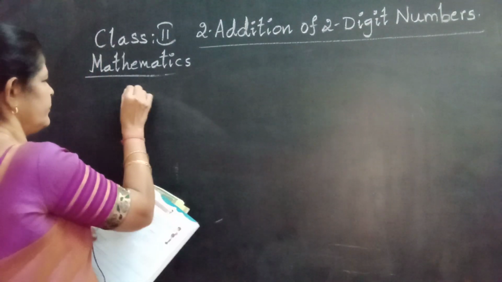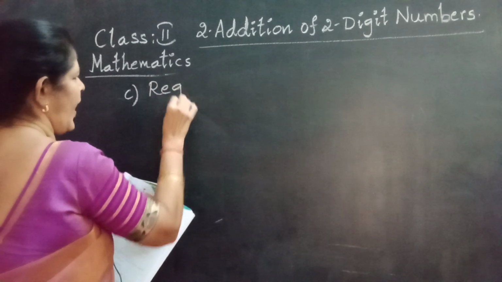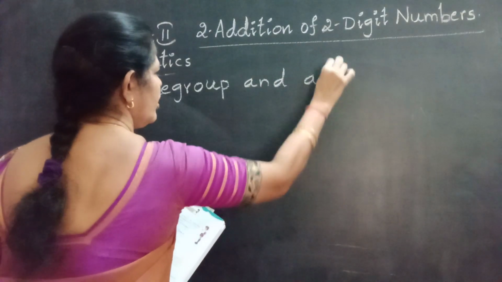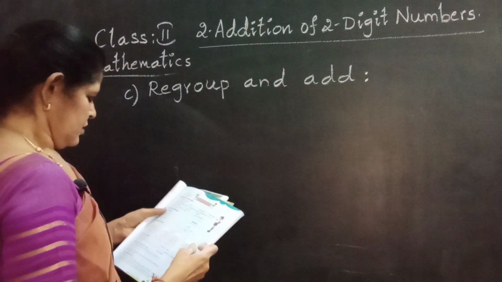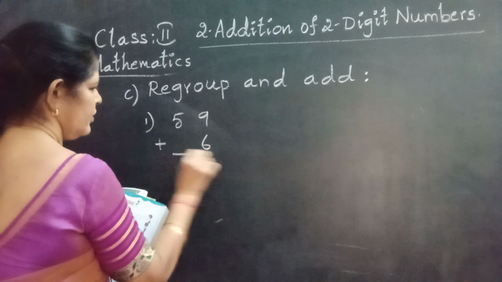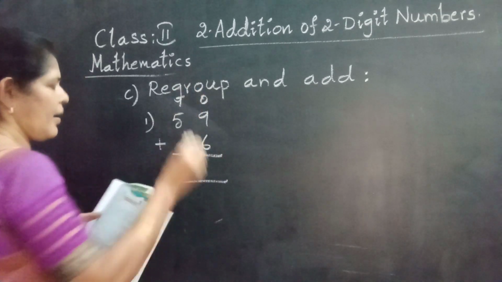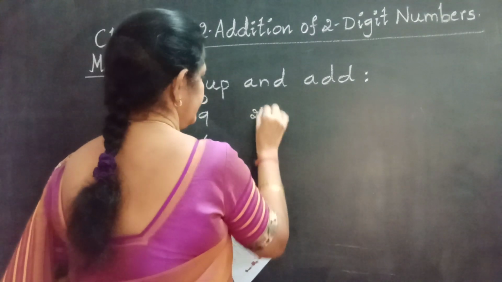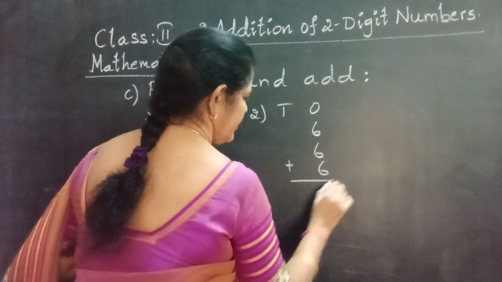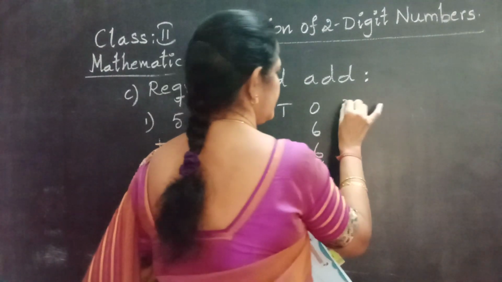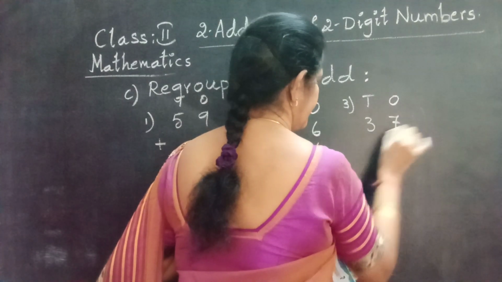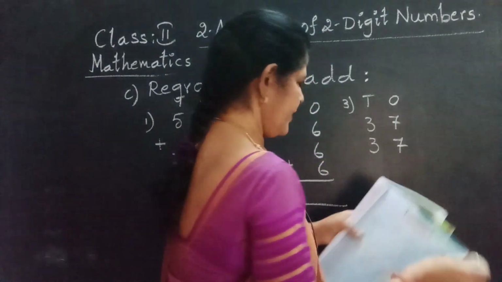Next, Roman C. Regroup and add. Already you learned all these concepts. First one, 59 plus 6. You do it yourself, no problem. Come on, try it. Second one, 6 plus 6 plus 6. Find the answer for each one. Third one, tens and ones. 37 plus 37. What is the third number?